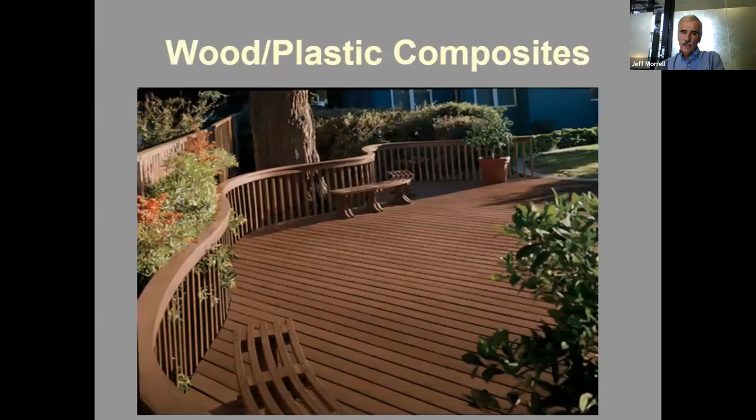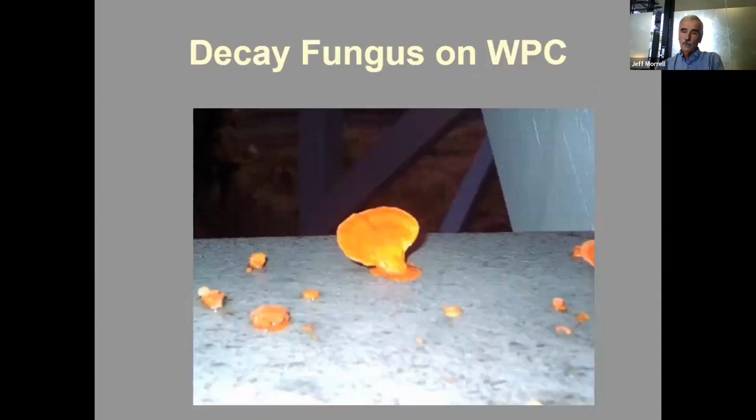I want to touch on wood plastic composites because they're coming into the marketplace. These are wood, usually 60% wood, 40% plastic, or 40-60, they depend on the ratios. They are incredibly cool because you can bend them and do things with them. And this is an example of Trex, which is one of the products. It's important to understand that they have wood in them.